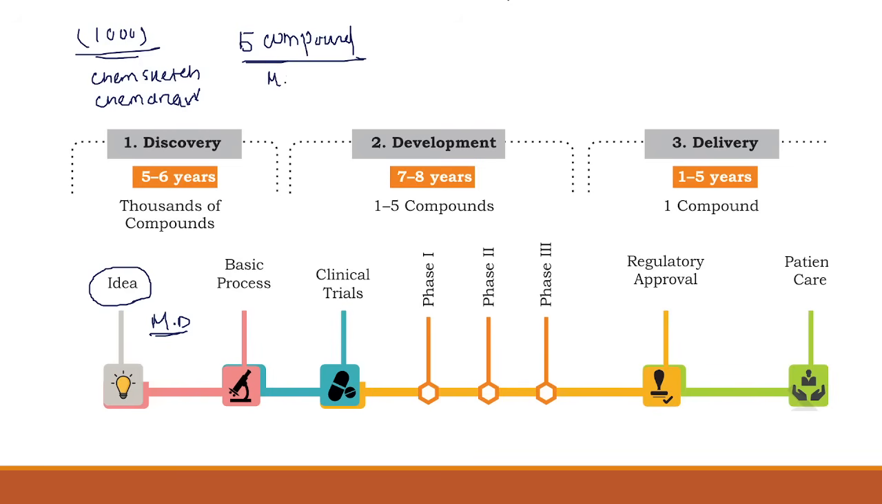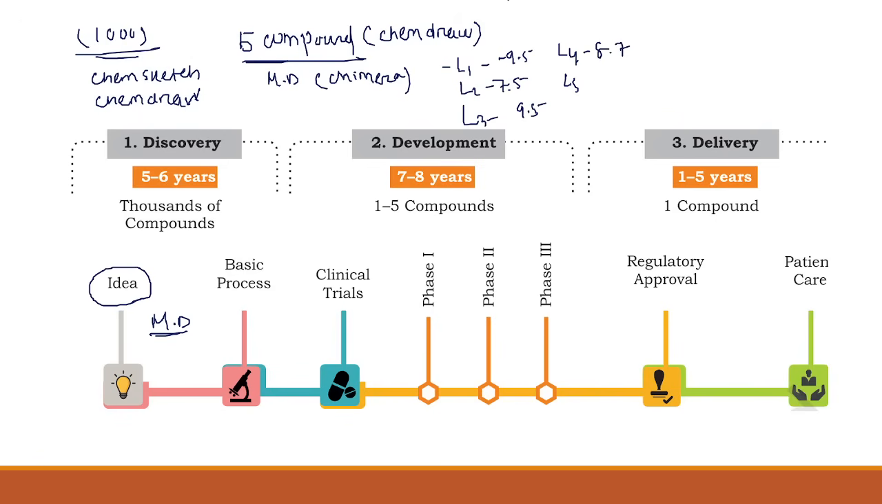After that, we go for molecular docking. For preparing these compounds, we use ChemDraw. We optimize the ligand molecule and we perform the molecular docking using Chimera. After the molecular docking, we get 5 different results. For L1, we get minus 9.5. For L2, we get minus 7.5. For L3, again minus 9.5. For L4, we find the result of minus 8.7. And for L5, we get minus 8.0.